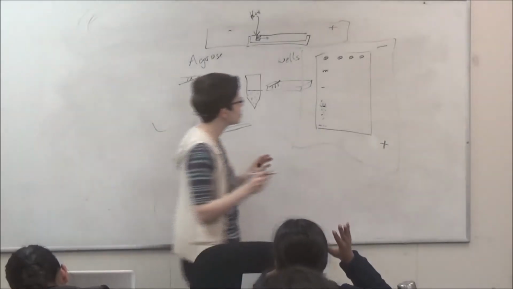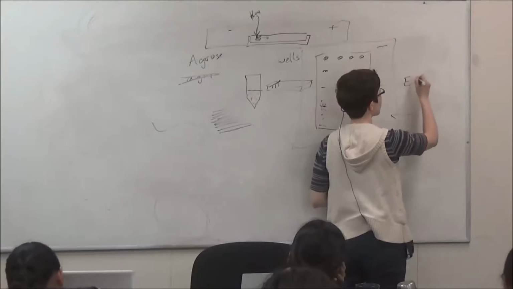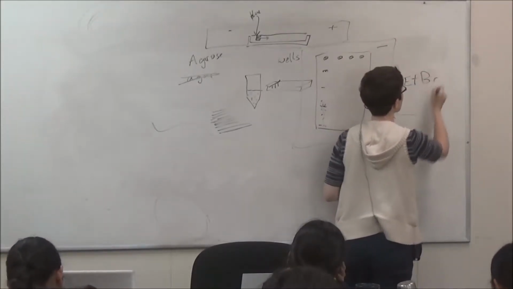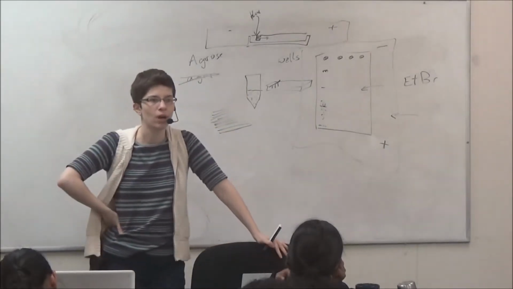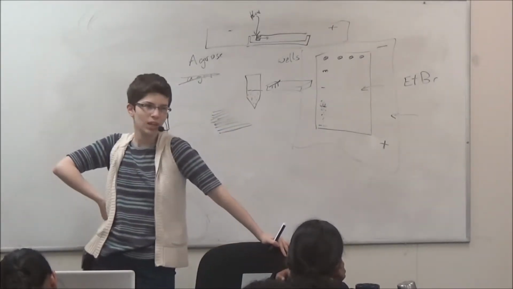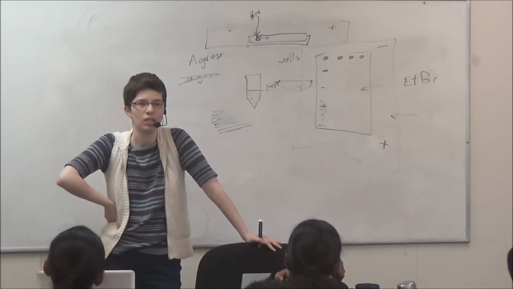In fact, in the water and in the gel, you have a special molecule called ethidium bromide. Ethidium bromide. That ethidium bromide, by the way, can give you cancer. So don't drink it and don't splash it in your eyes.